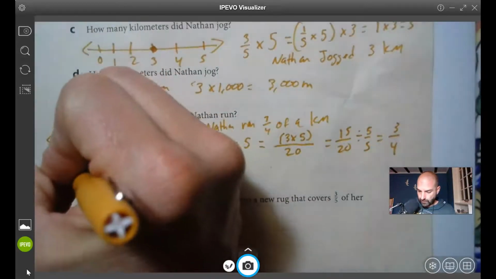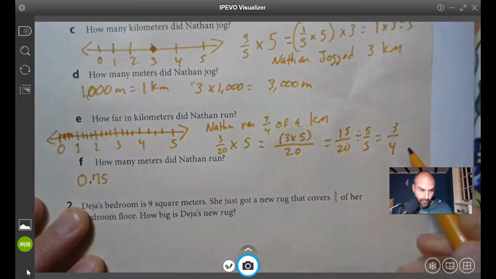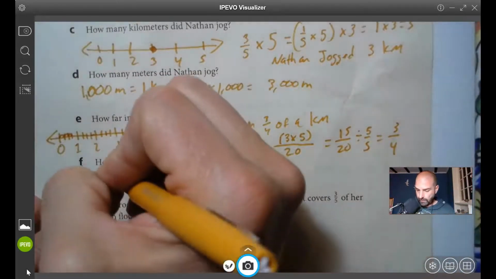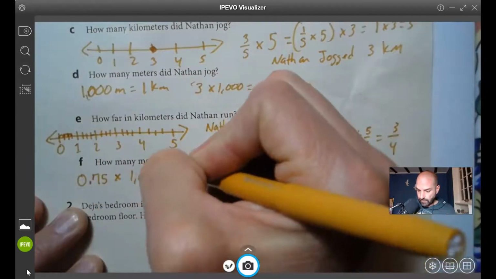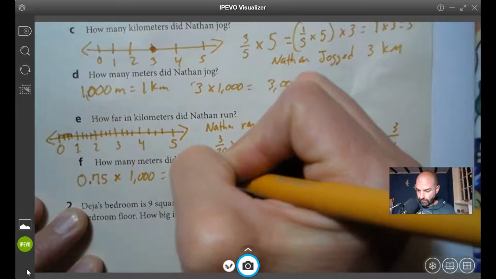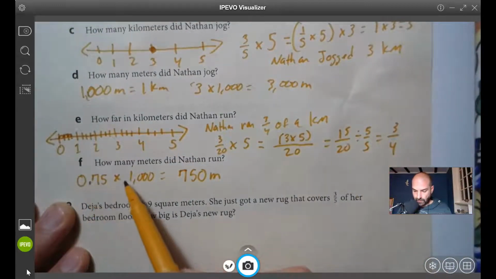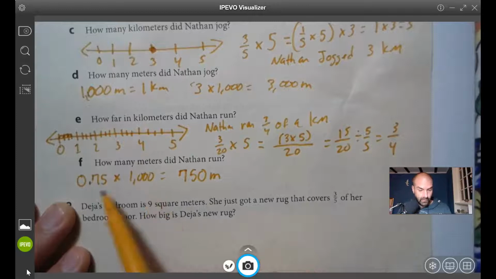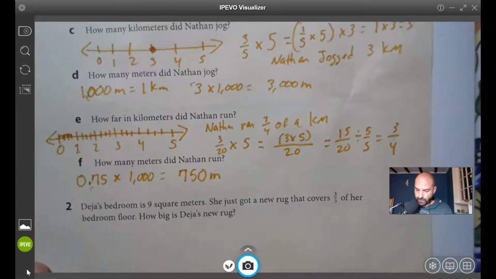Well, again, we have 0.75, because 3/4 is the same as 0.75, times 1,000, and that's going to give us 750 meters. Because again, it's less than 1,000, right? Because this is less than one whole, and so that makes sense there.